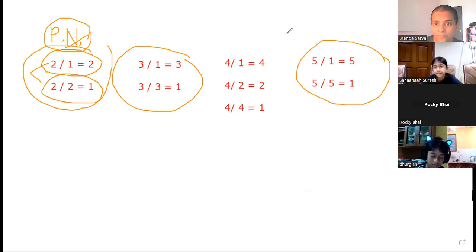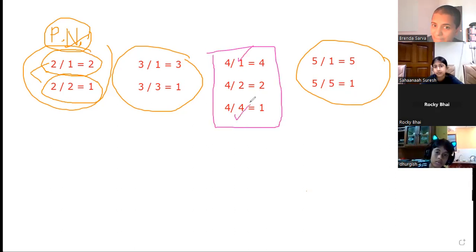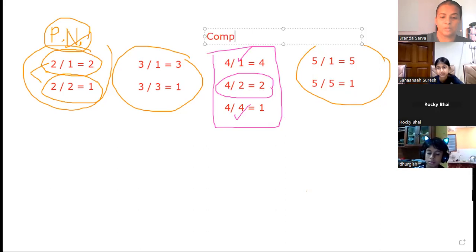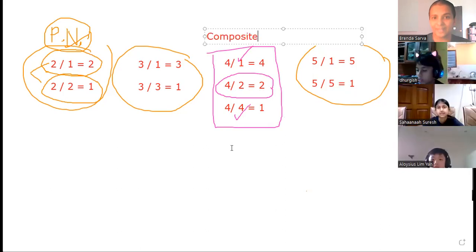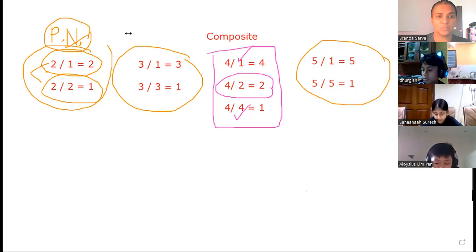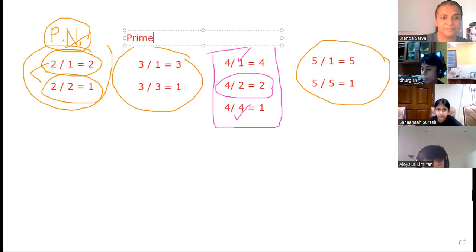Now you look at 4. 4 is quite a generous number. It can divide by 1. It can also divide by 4, but it can also be divided with 2. So we don't call this 4 a prime. What is the other word? You call it composite. Whereas these ones, this 2 and the 3 and the 5 are called primes.